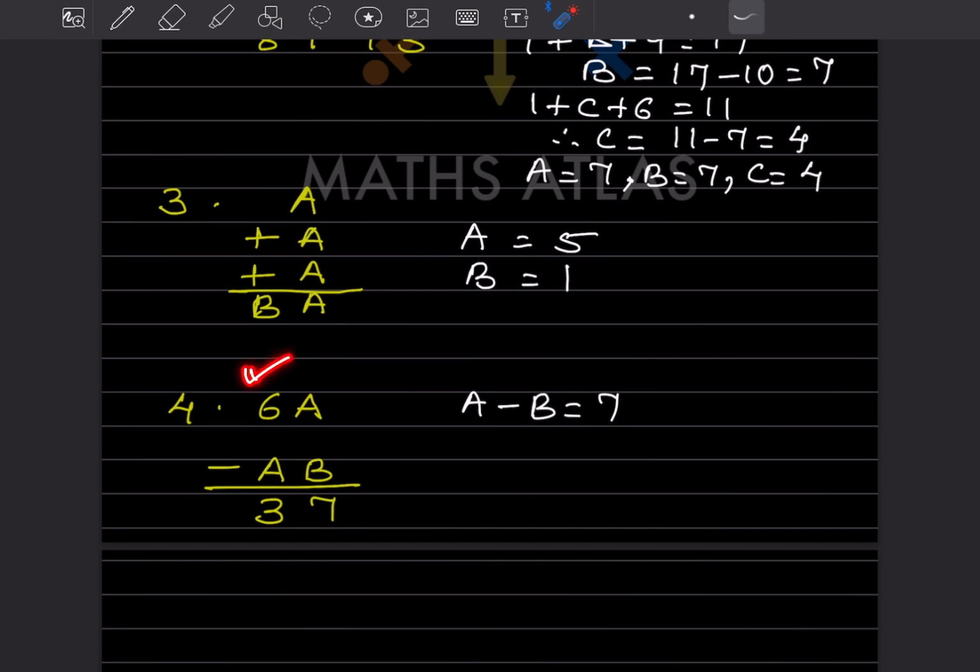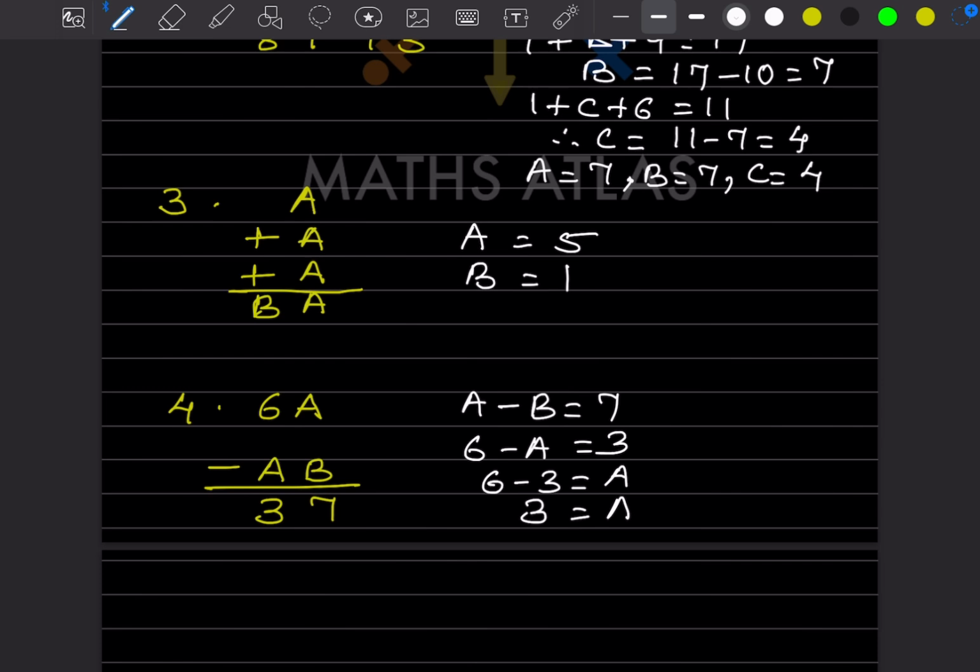we'll see this one, the tens place. 6 is here and this is A and this is 3. So what is the possibility here, that we can write here 6 minus A. So we can write here 6 minus A is 3. So 6 minus 3 is equal to A. So 3 is equal to A. So this is one of the possibilities.